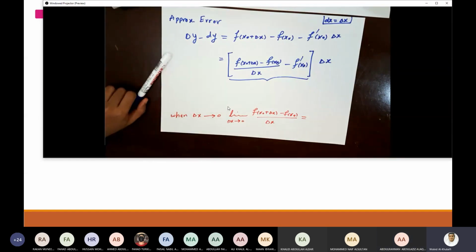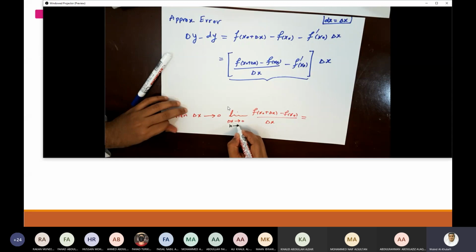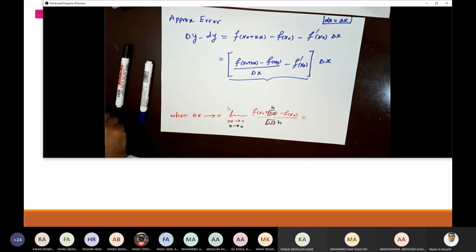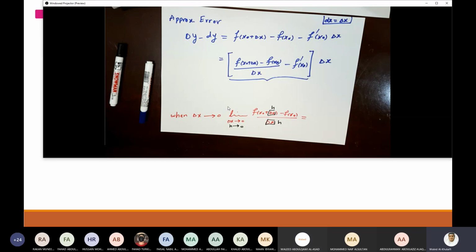What if I change it into, let me just bring the black pen, what if I change it so that this becomes h approaching 0, and I call it h? What will this become? Guys, this is the limit. Let's call it the limit form. Yes, Waleed, the same limit form from Math 101. Yeah, what does it give?